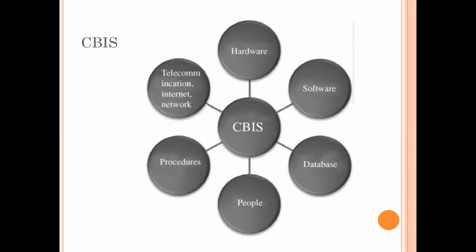So this is just a diagram depicting the different parties that come into play in a computer-based information system, which is, as mentioned, the hardware, the software, databases, people, procedures, and telecommunication technology.